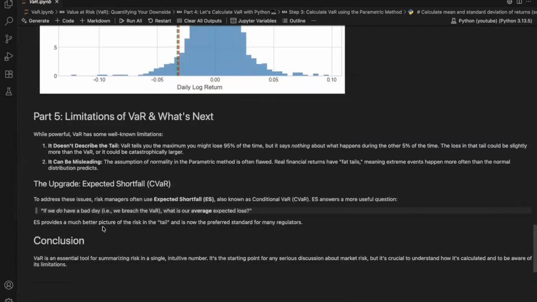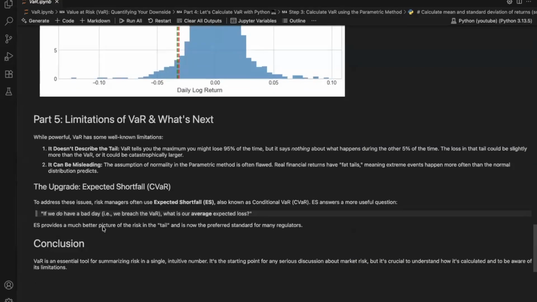While VaR is incredibly useful, it's not perfect. It has some important limitations we need to be aware of. The first one is that it doesn't describe the tail. VaR tells you the boundary of your expected loss, but it says nothing about what happens beyond the boundary. If you have a 95% VaR, you know losses won't exceed X 95% of the time. But in that other 5% of the time, the losses could be just slightly more than X, or it could be astronomically higher. VaR doesn't give you that crucial information.